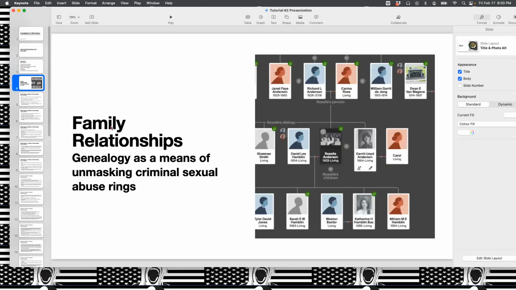So the first thing that I focus on in any criminal organization that I investigate are the family relationships. So genealogy is a means of unmasking criminal sexual rings. And the reason for that is going to become clear in just a second.